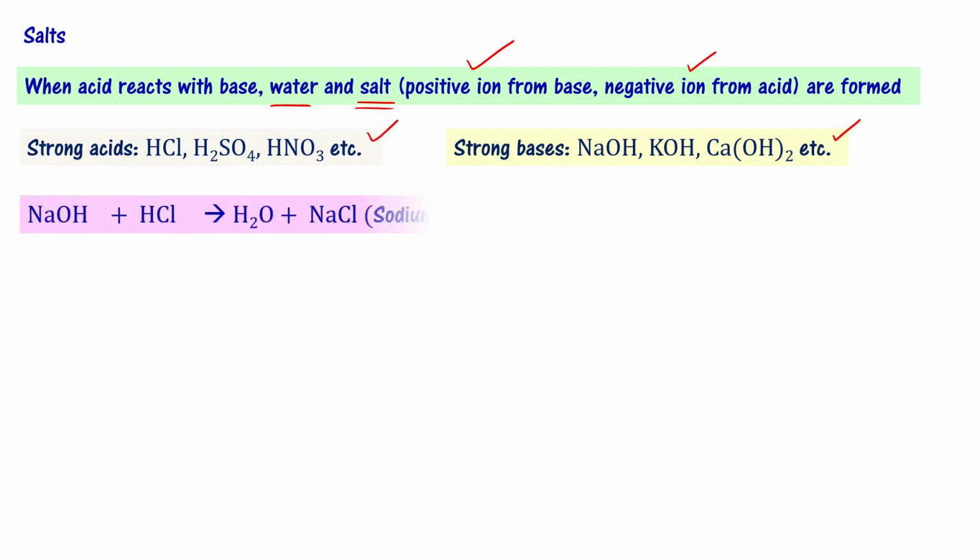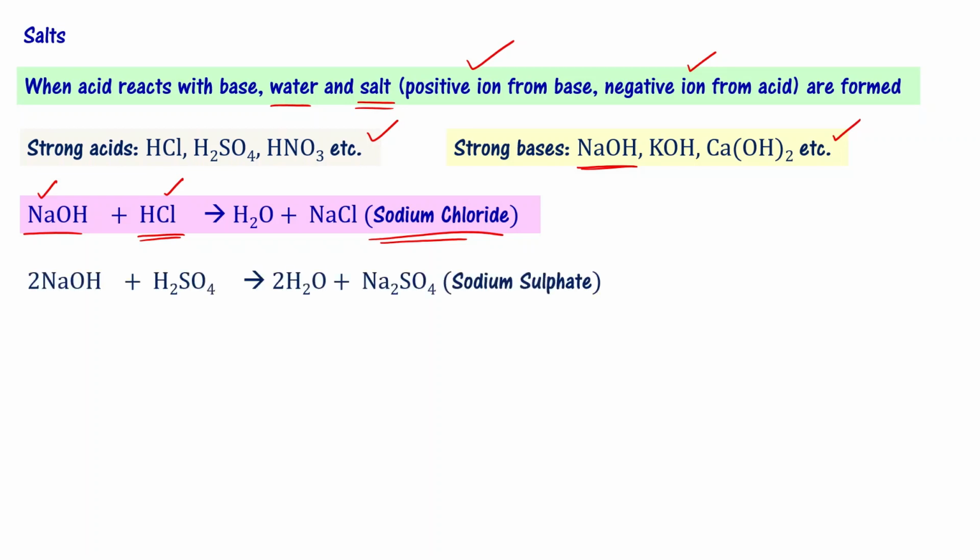Let us consider this reaction. NaOH, a strong base, is reacting with HCl, a strong acid. What you have is sodium chloride as the salt, right? The positive ion Na is coming from the base, and the chloride ion, that is the negative ion, is coming from the acid, right?